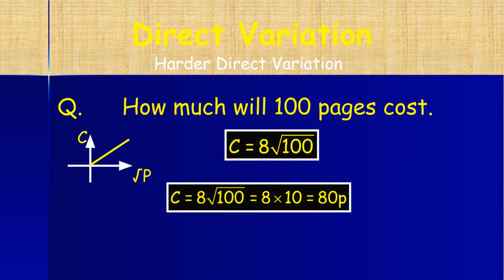Using the formula C equals 8 times the square root of P, let's find how much 100 pages will cost. Substituting P equals 100, we get C equals 8 times the square root of 100, which is 8 times 10, so C equals 80 pence.